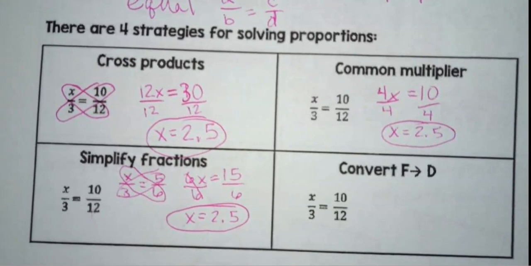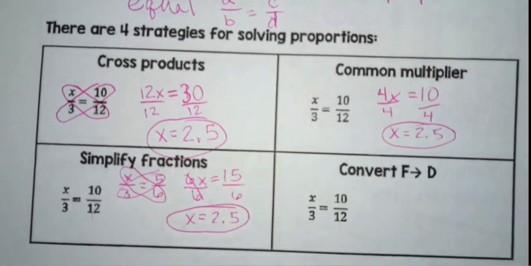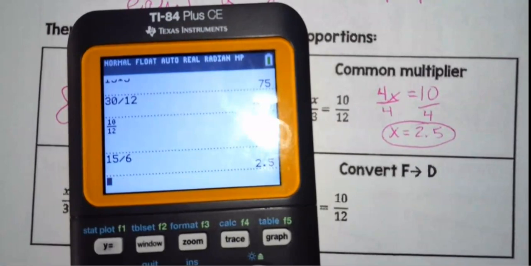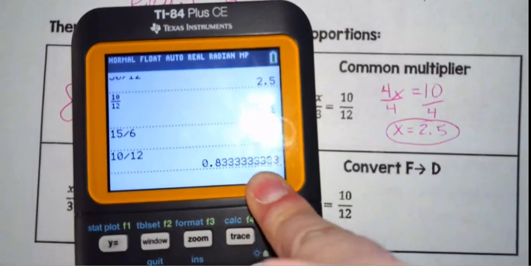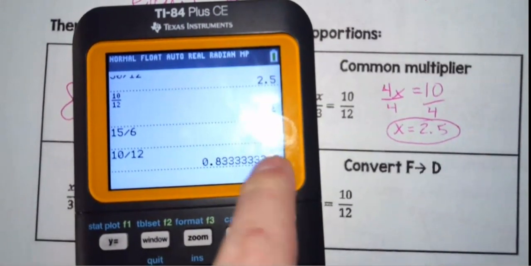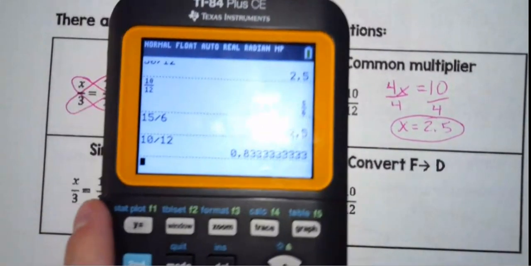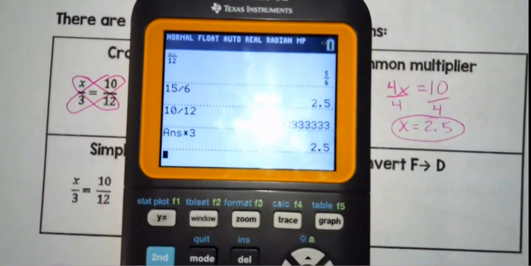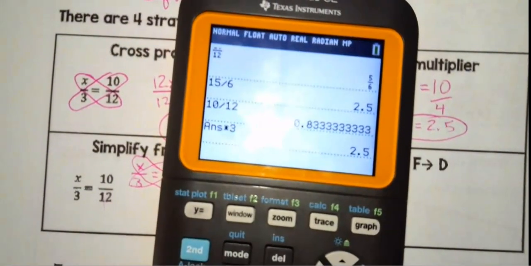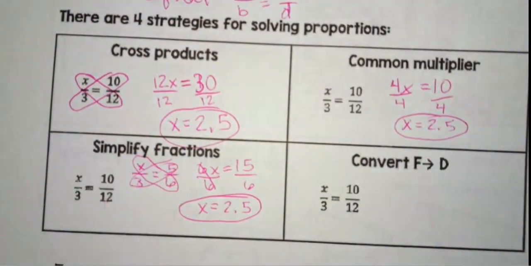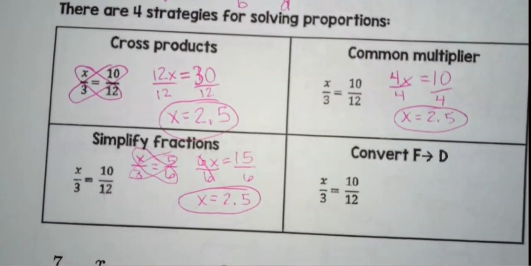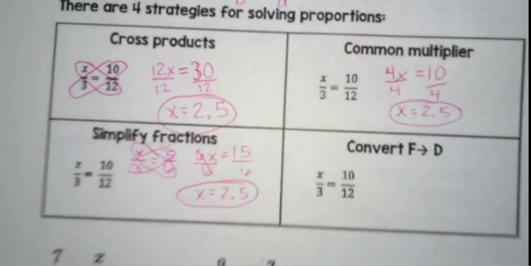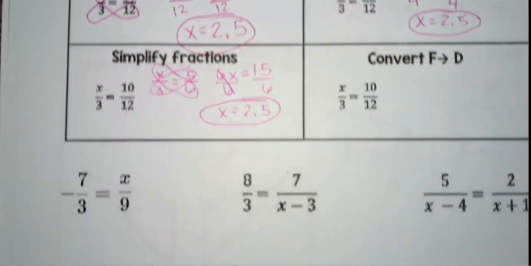This is probably my least favorite way. So I'm just going to real quick show you. You could turn 10 over 12 into a decimal. So 10 divided by 12 is this crazy ugly number. And then multiply that by 3. And you are going to end up getting the same thing. That's another way you can do it. I don't like that way, but if it makes sense to you, you're welcome to do that. Convert this to a decimal, multiply it by that number. That's another way, but I'm not even going to write anything there because it's not my preferred way.